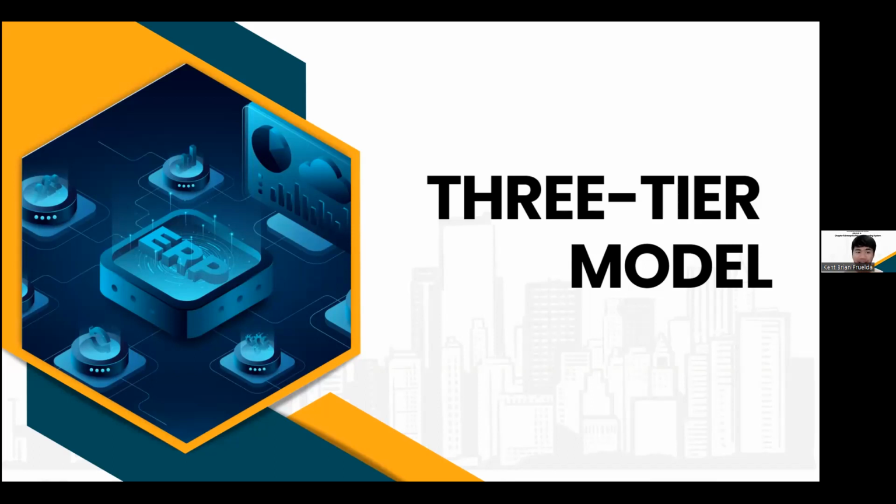The three-tier model approach in ERP server configurations is an architectural framework that divides an enterprise resource planning system into three distinct layers or tiers. Each tier serves a specific purpose and interacts with the others to ensure efficient data processing, business logic management, and user interaction. So here's an explanation about the three tiers of this approach.